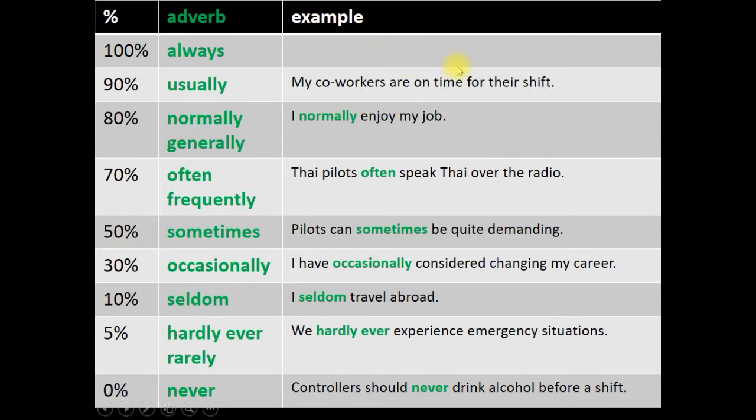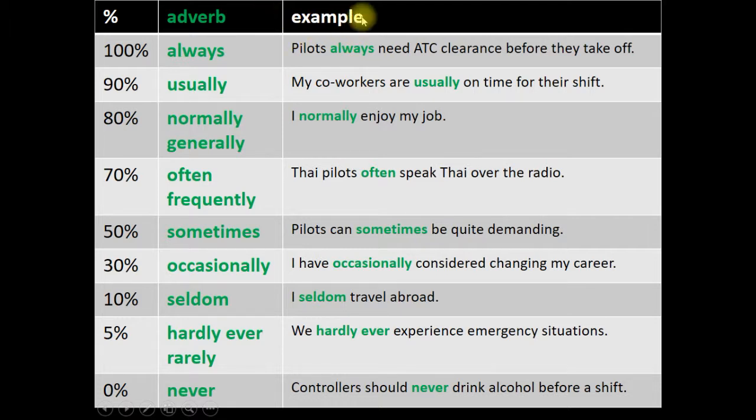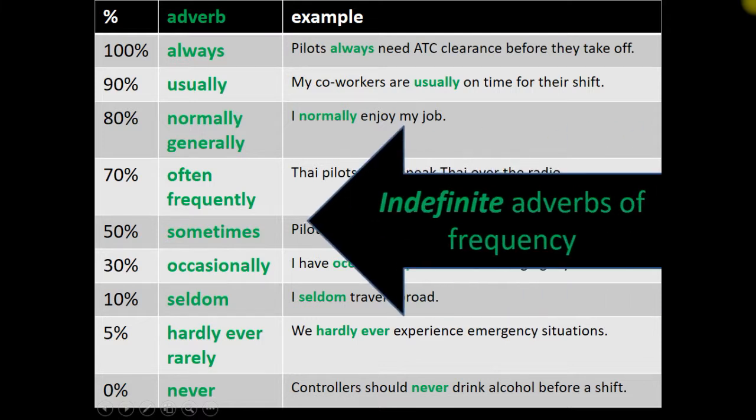My coworkers are on time for their shift. Usually. How about here? Usually are or are usually? It should be are usually. Again, because here the verb is the verb to be, so usually would come after. And lastly, pilots need ATC clearance before they take off. How often? Well, always. So pilots always need ATC clearance.